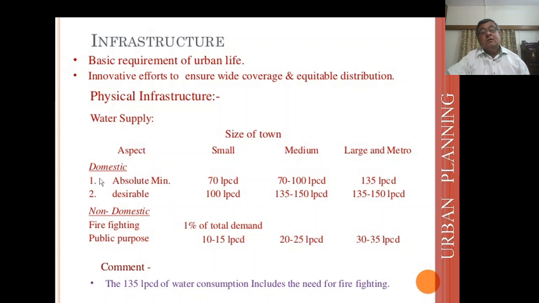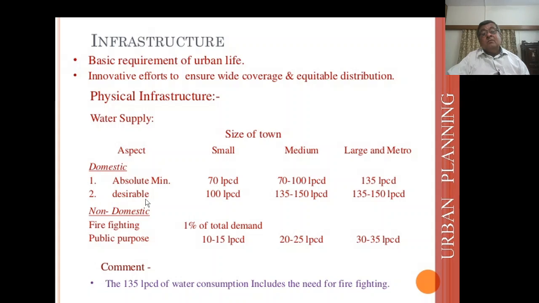Now let's see the domestic aspect, and absolute minimum requirement for small size town, it is 70 LPCD, that is liter per capita per day. That is one person should be supplied with 70 liter of water per day. For medium size town, it should be 70 to 100 LPCD. For large and metro cities, it is 135 LPCD.